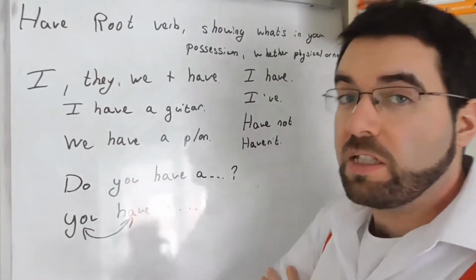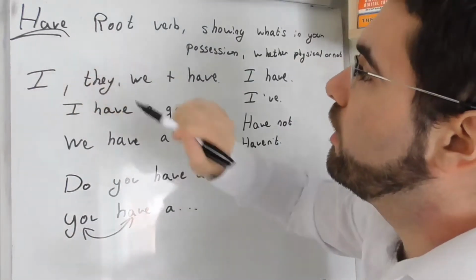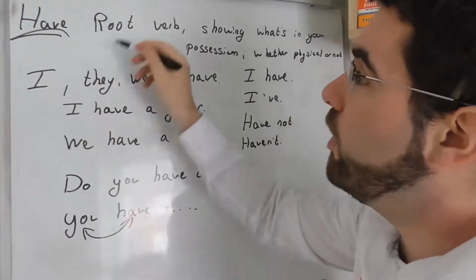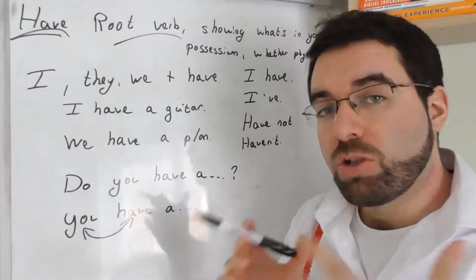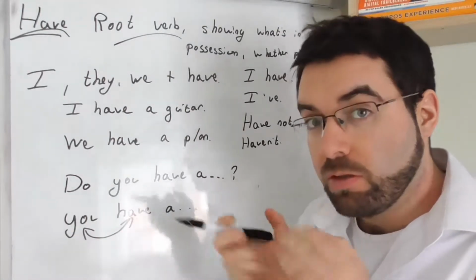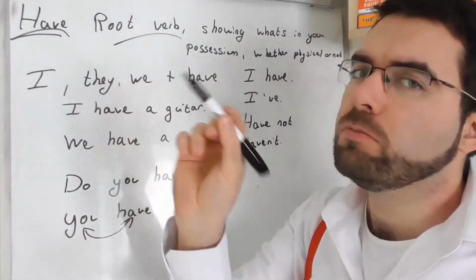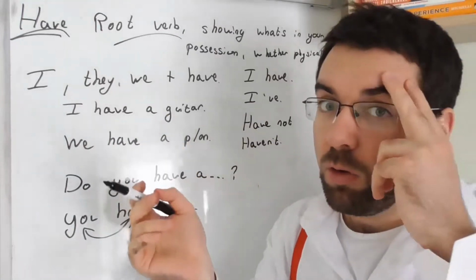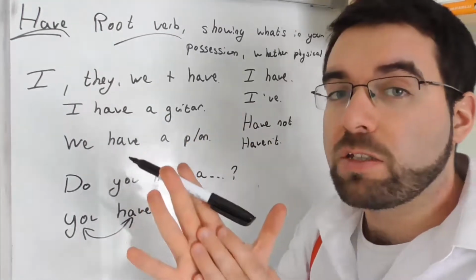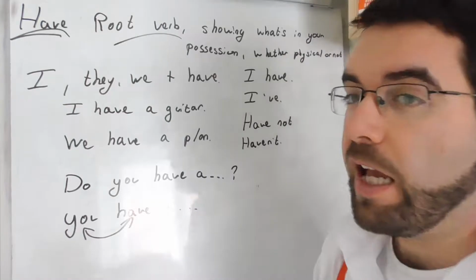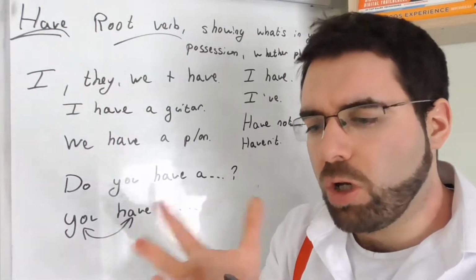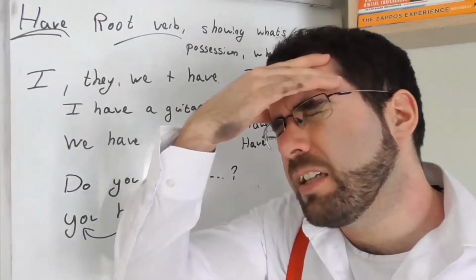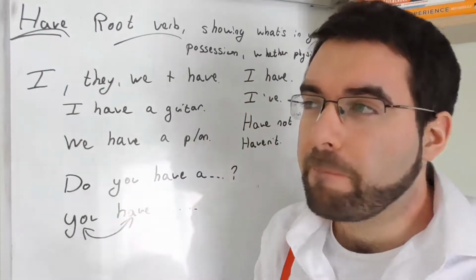Let's get started. So let's look at, firstly, let's look at have. Have being the root verb, showing what's in your possession, an action to show what you have in your possession, whether physical or what's called concrete or even abstract. I have an idea. Something non-tangible that you can't touch. I have a headache. I have an idea.